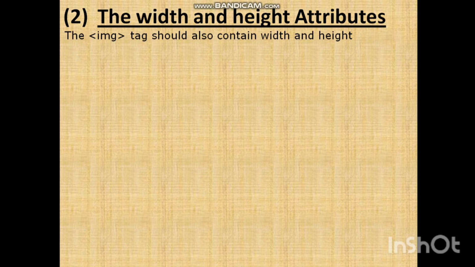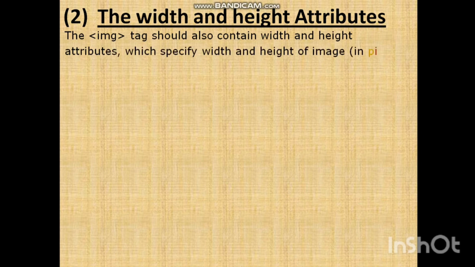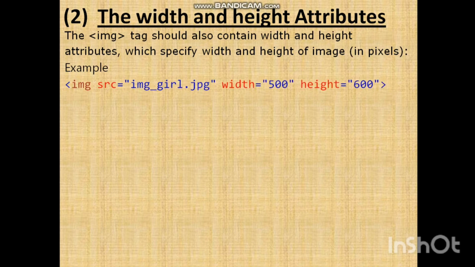For example, img src is equal to imggirl.jpg, width 500 and height 600. Wait a second, let me change it. Here it should be pixels. Okay.